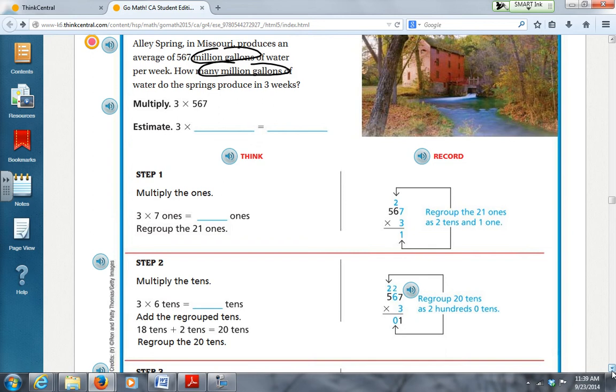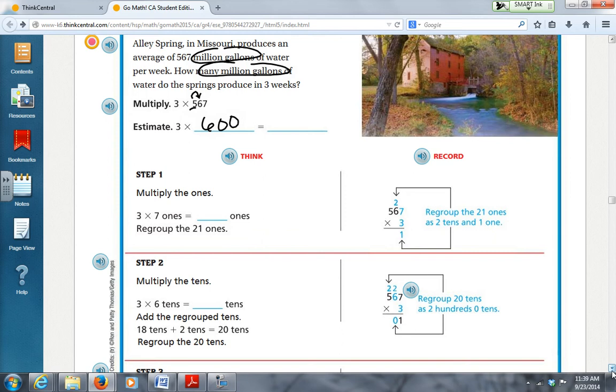All right. So, what is my estimate? 567. What is it going to round to, Ivan? First, tell me what place I'm going to underline. The hundreds place, which is a 5, and then I'm going to go next door, and it's a 6, so it's going to tell me to what? To go up. Okay, so what would my answer be then? 600. So 3 times 600.